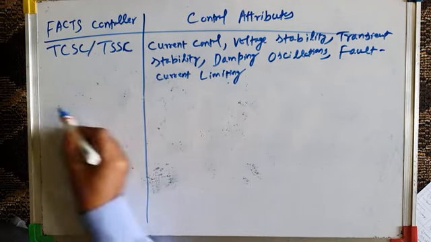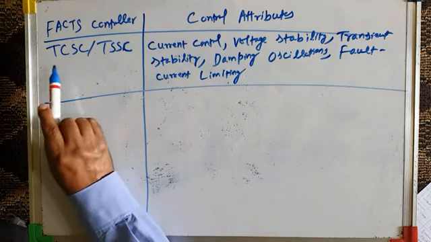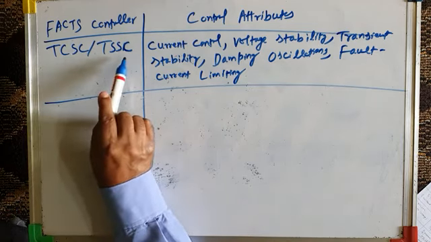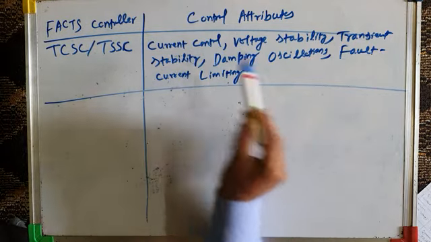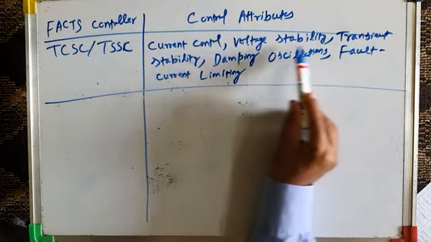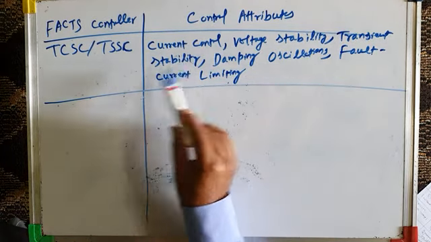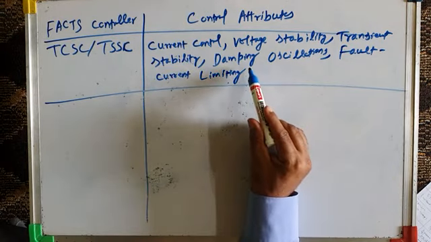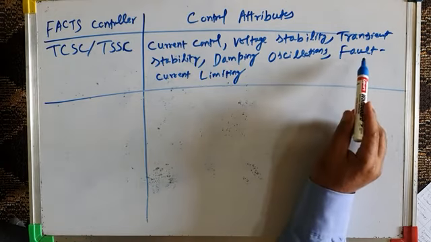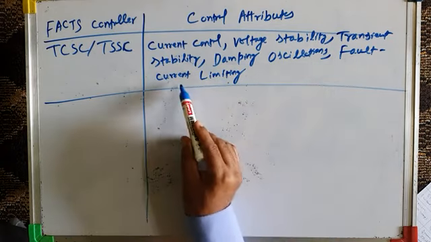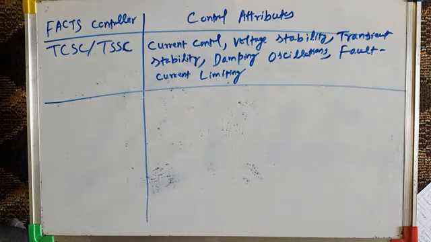If you see the series FACTS controller like TCSC or TSSC, that is thyristor controlled series capacitor or thyristor switched series capacitor, these are its control attributes. It can result in current control in the transmission lines. It can improve the voltage stability of the line. It can improve the transient stability of the line. We'll see that in future classes. It can result in damping of power oscillations or electromechanical oscillations, and it can also be used for fault current limiting. So these are its control attributes.